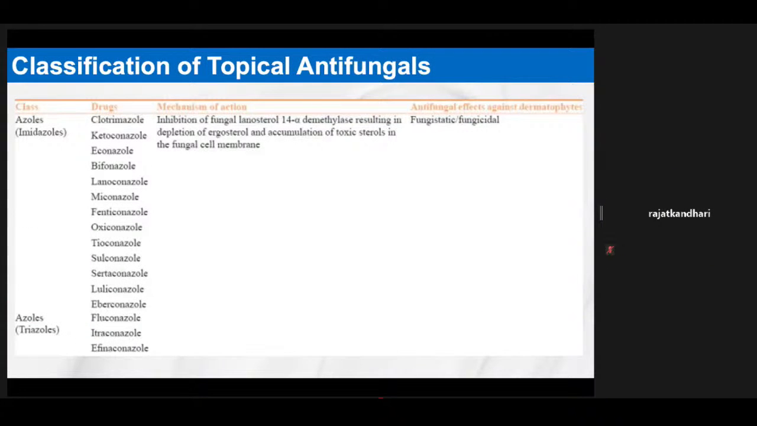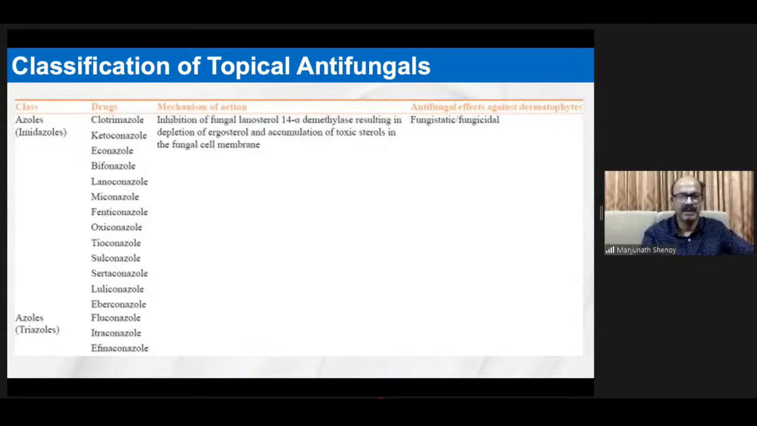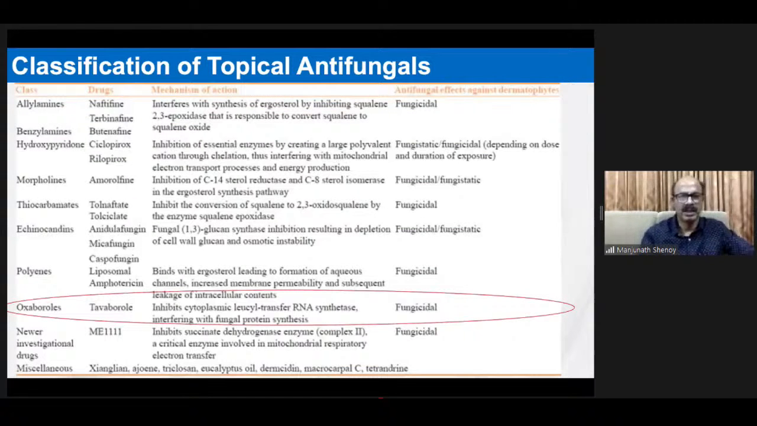So azole antifungals, and the novel molecule is efinaconazole. And then when it comes to other topical antifungals, we have allylamines, benzylamines, then ciclopirox, which belongs to the hydroxypyridone category. Morpholines like amorolfine, tolnaftate, which was once available but currently is not available, and thiocarbamates. Echinocandins are not available topically, to the best of my knowledge, it's only systemic. Polyenes are available, like nystatin and amphotericin in topical formulation. These are all available in India. Oxaborole, which is tavaborole, is not available in India. It's also available abroad.